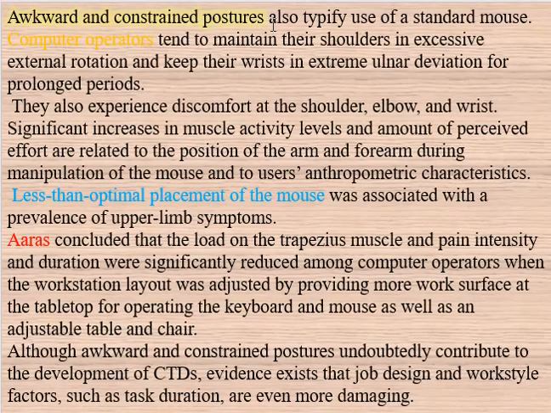Awkward and constrained posture also typify use of a standard mouse. Computer operators tend to maintain their shoulder in excessive external rotation and keep their wrist in extreme ulnar deviation for prolonged periods of time. They also experience discomfort at the shoulder, elbow, and wrist. Significant increases in muscle activity levels and amount of perceived effort are related to the position of the arm and forearm during manipulation of the mouse and to the user's anthropometric characteristics. Less than optimal placement of the mouse was associated with the prevalence of upper limb symptoms.